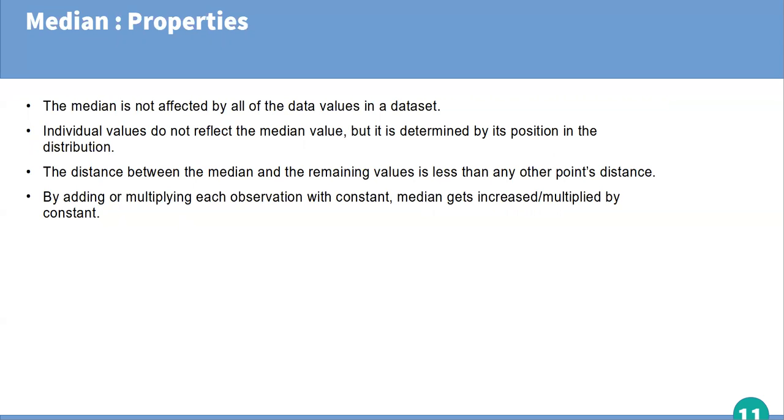Now let's see the properties of the median. The median is not affected by any data value in the data set. The individual value doesn't tell whether it is a median or not, but it's the position of that value which decides whether it is the median of the data set or not. The distance between the median and the remaining values is less than the distance between any 2 points in the data set. By adding or multiplying each observation with a constant, the median gets increased or multiplied by the constant value.